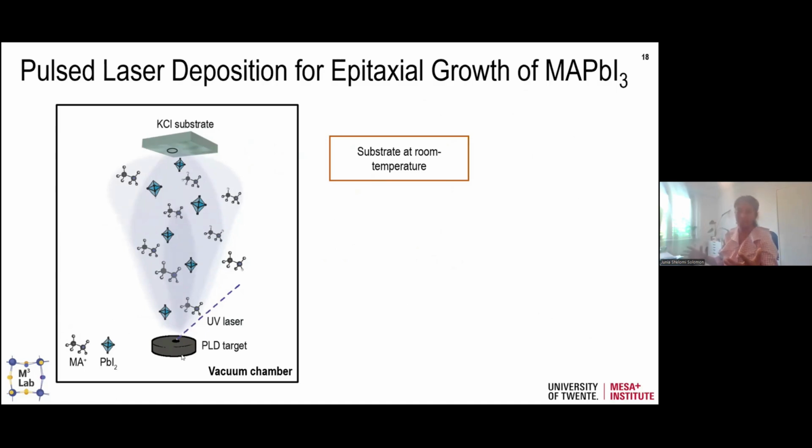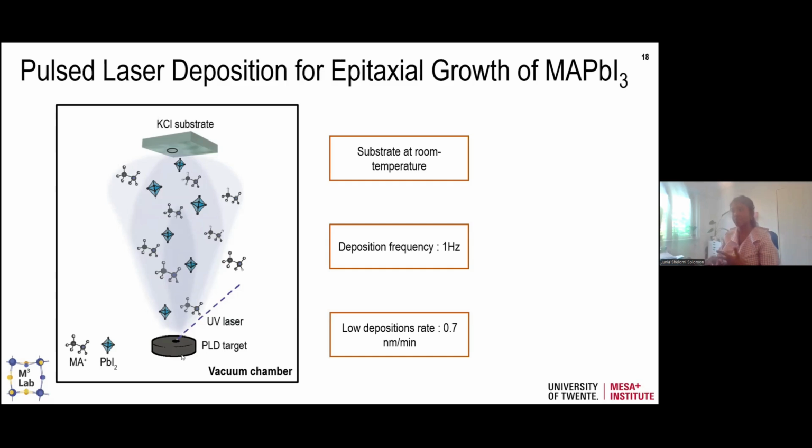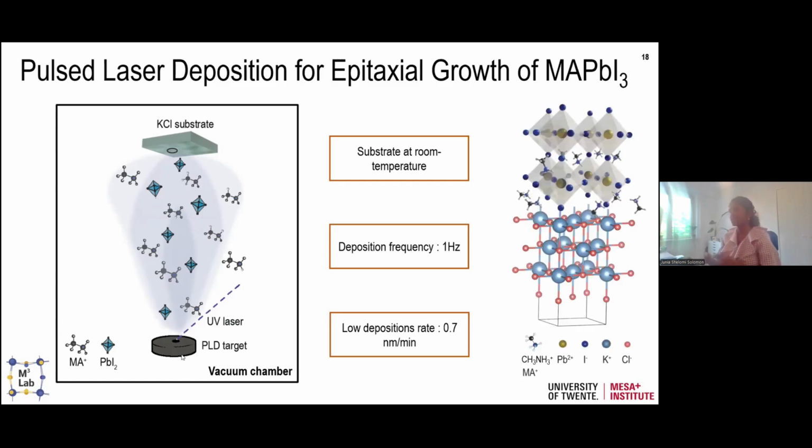So for epitaxial growth, an important parameter to consider is you want to have a very low deposition rate. And for that, I used a frequency of 1 Hertz. So I give sufficient time for the plume to form and reach the substrate and have enough mobility to arrange themselves before the next generation of the material. And I tune the spot size and the fluence to arrive at a deposition rate of 0.7 nanometer per second. So this is a schematic showing how the 3D perovskite methylammonium lead iodide would look on potassium chloride.